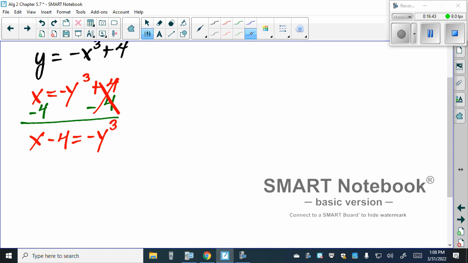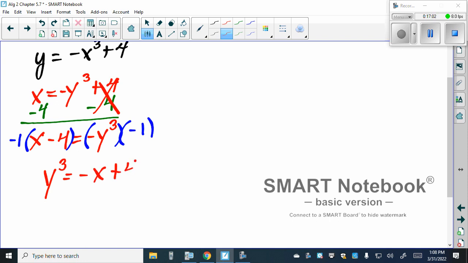We can divide by negative 1, or we can multiply by negative 1. Either one works, because what we're wanting to do is get the y cubed going from negative to positive. So y cubed equals negative x plus 4. Another way I think about it is, well, I need the y to go from negative to positive, so I switch it from negative to positive. But then I change everything else from negative to positive or positive to negative. We're just flipping the signs.